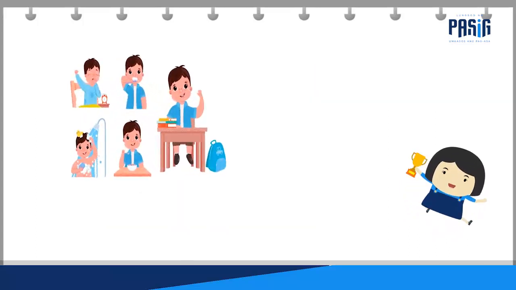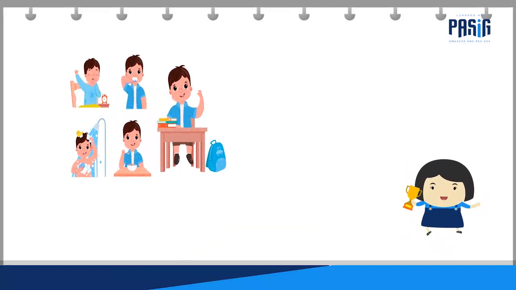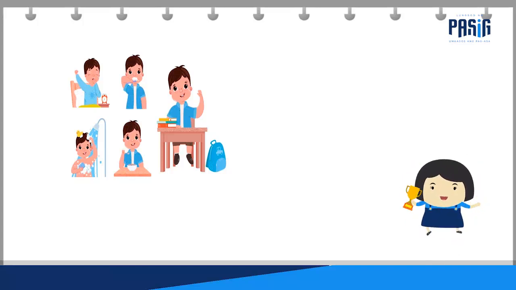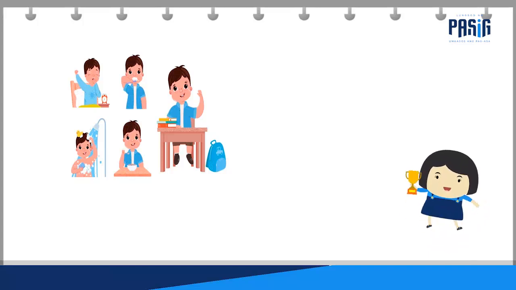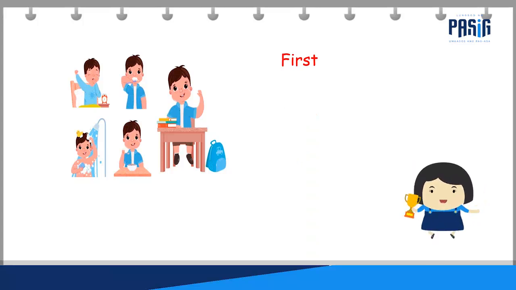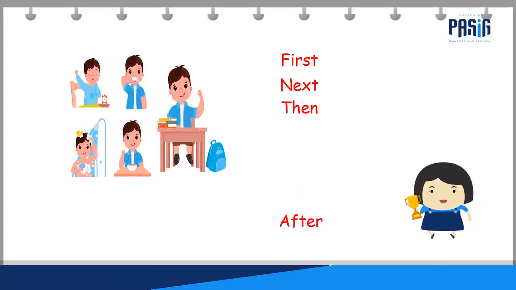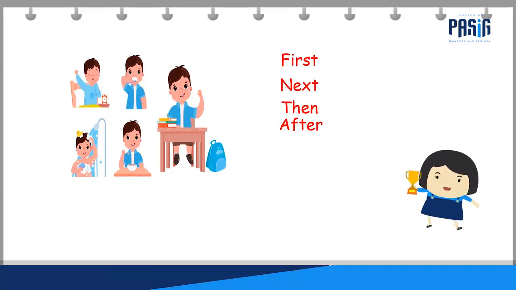Look at the following pictures. What do the following pictures show? That's right. The pictures show the little boy's daily routine. Can you tell me the correct time order of the little boy's daily routine? You may use the signal words first, next, then, after, and lastly.